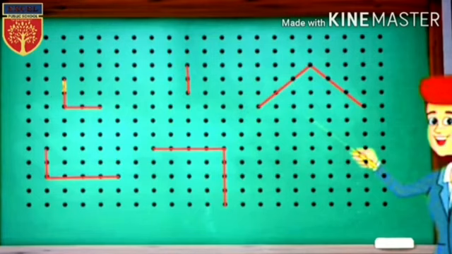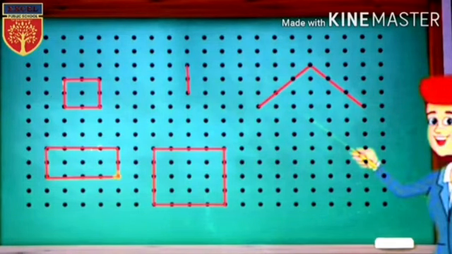Let's see this picture. How to complete this picture? By joining the dots. See, here I can draw a square by joining the dots. Next one is a rectangle. You can draw a rectangle also by joining the dots. Here also one more square. The square we have drawn by using dots, by joining the dots.